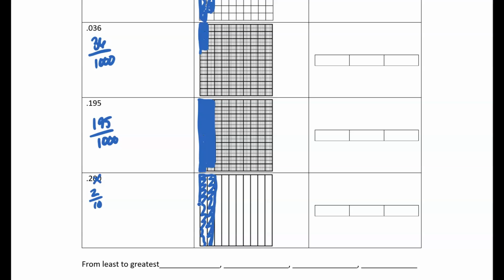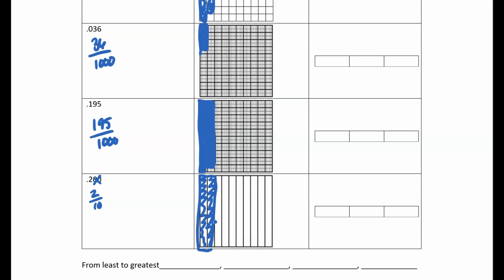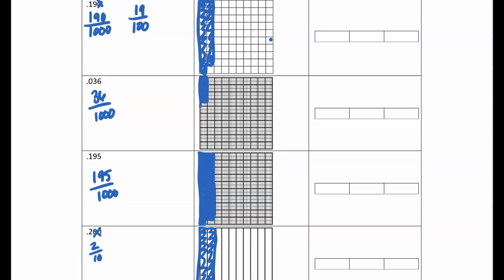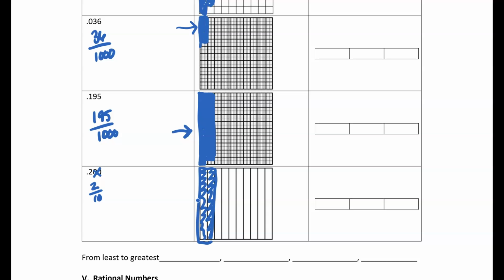So to order these from least to greatest, one way is just to look at the pictures and try to see if you can tell what picture is the smallest. And it looks like this one is the smallest for sure. So this one right here, 0.036, is the smallest. And then it looks like this one is next since we've got 19 of the squares. And then this is 19 and like a half of those. And then this one down here. So just based on that, I could order them.